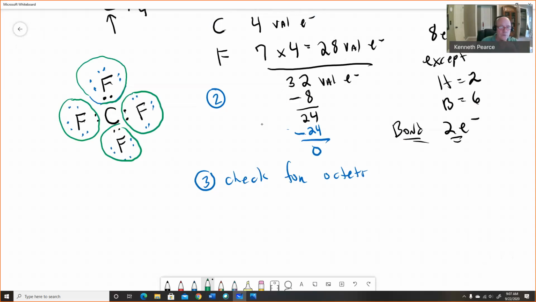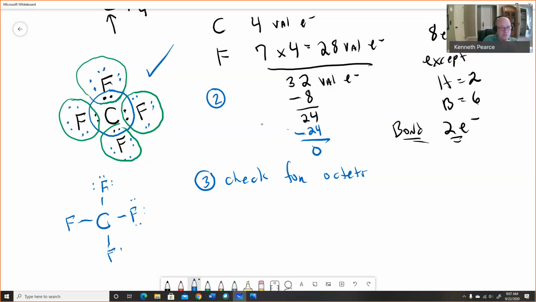Now, the bonds are actually being shared, so we can see that around the carbon, we also have 8 electrons. I'm just circling this to show you that, sure enough, there are 8 electrons around those. And then we would say, well, that's carbon with the 4 fluorines. We can replace the bonds with lines, a line representing 2 electrons. And this is the structure.